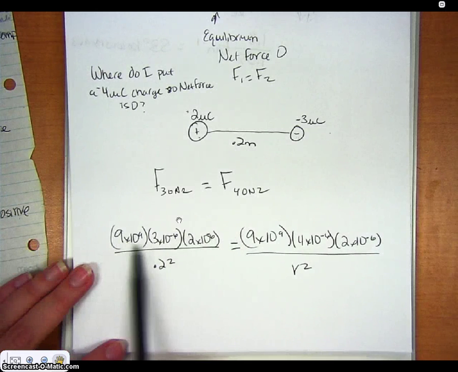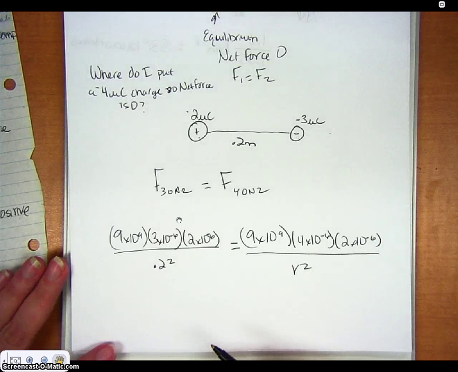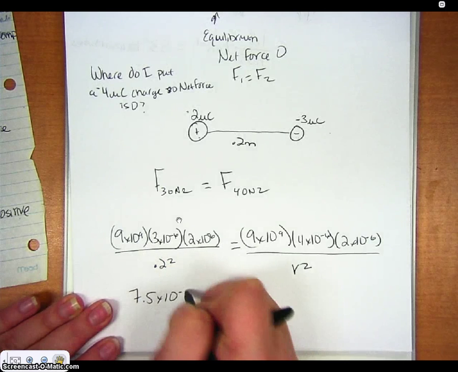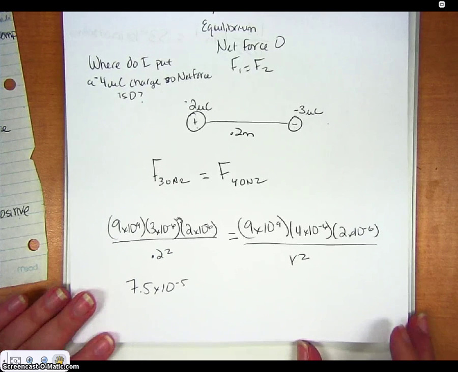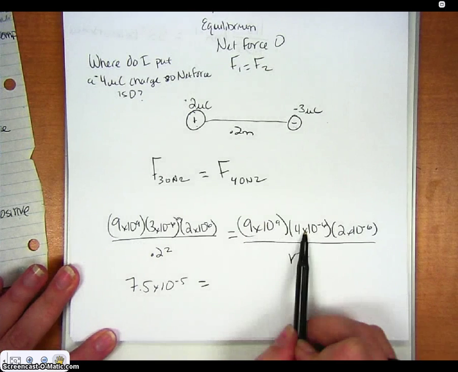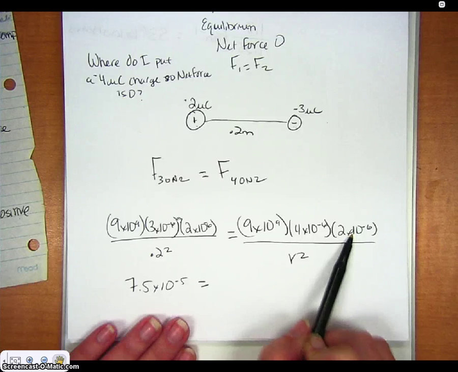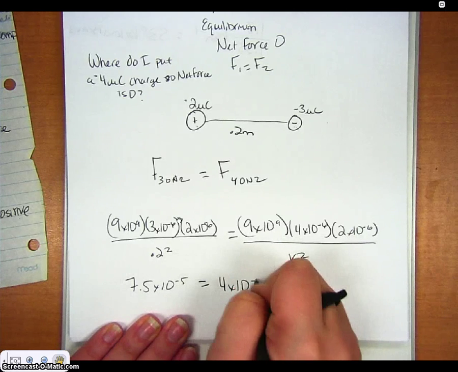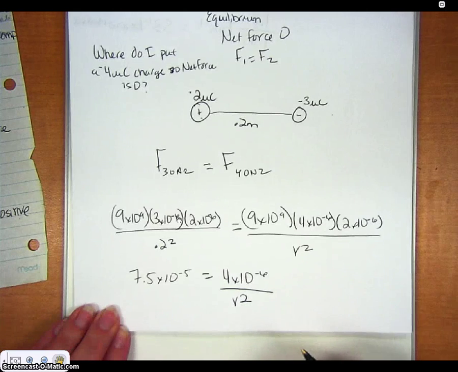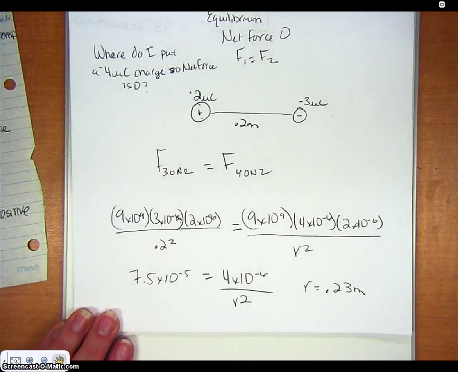So this times this divided by that gives me 7.5 times 10 to the 5th. I've already done the calculation, so I can just make the video a little bit shorter. So 7.5 times 10 to the negative 5th is equal to this times this times this, which is 4 times 10 to the negative 6th, all over r squared. Then we're just going to solve for r, and we get that r is equal to 0.23 meters, which makes sense. That's what we predicted, right?